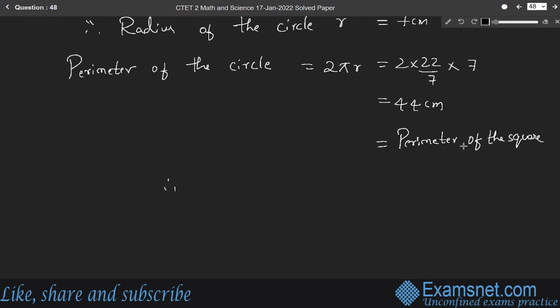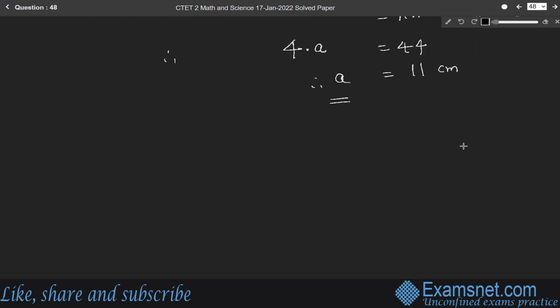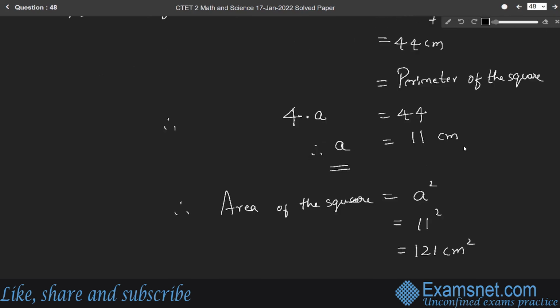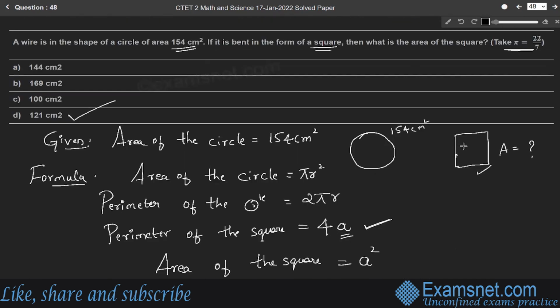Therefore, what is the perimeter of the square? 4 times its side, one of its sides. 4a is equal to 44. Therefore, a is equal to 44 by 4, which is 11 centimeter. So, side of the square is 11 centimeter. Therefore, area of the square is equal to a square, which is 11 square, 121 centimeter square. Therefore, the answer is 121 centimeter square, option D.